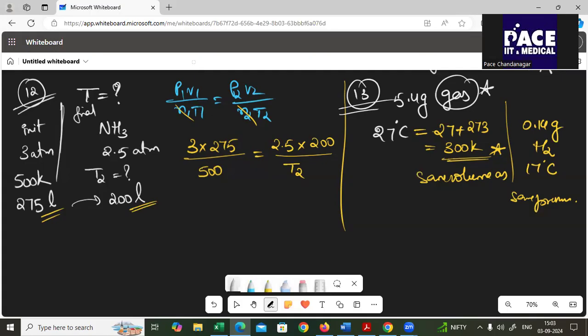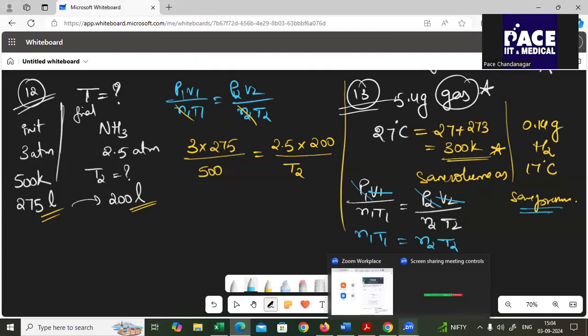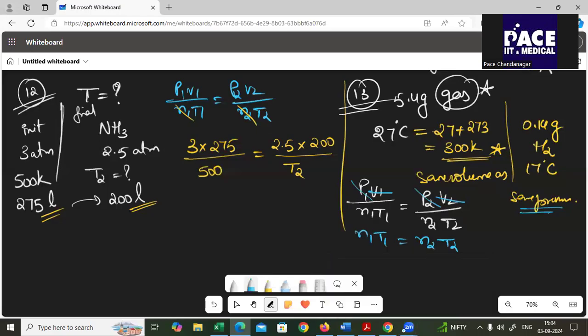So same again, P1 V1 by N1 T1 equals P2 V2 by N2 T2, right? Same volume they said, so I'm cutting down the volume there. Same pressure also they said, so pressure also gets cancelled. Thereby N1 T1 equals N2 T2. Now N1, the number of moles of the gas, is given mass by molar mass. Given mass is 5.4 for the first, by molar mass, which I do not know.